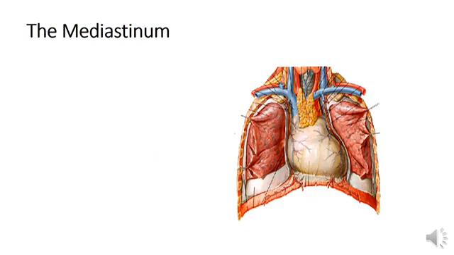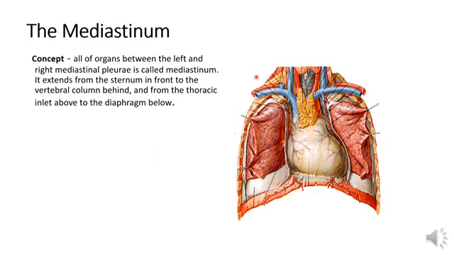The mediastinum. Concept: it is all of the organs between the right and left pleura, or mediastinal pleura. This space is called the mediastinum. It extends from the sternum in front to the vertebral column behind, and from the thoracic inlet above to the diaphragm below.